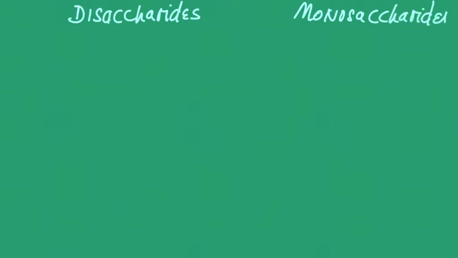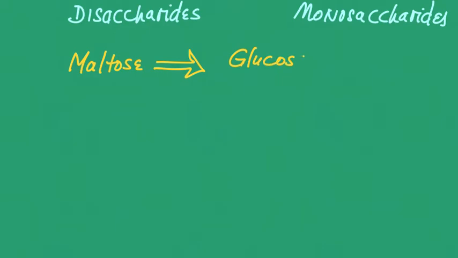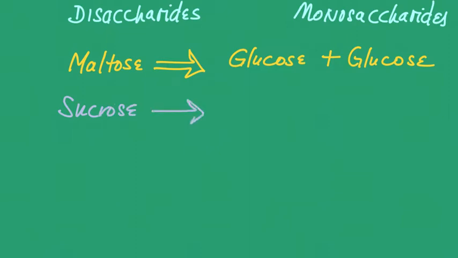Let's take a look at the composition of disaccharides. The word disaccharide can be broken down into di, meaning two, sachar, meaning sugar, and ide means unit. So maltose, which is a disaccharide, can be broken down into two glucose units. Sucrose is broken down into glucose and fructose.